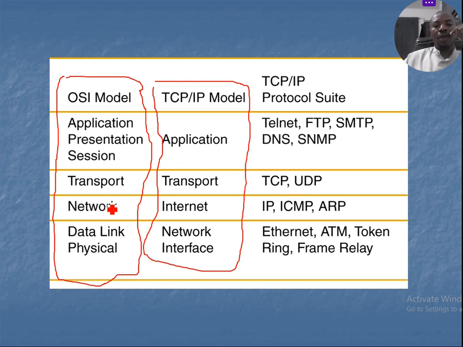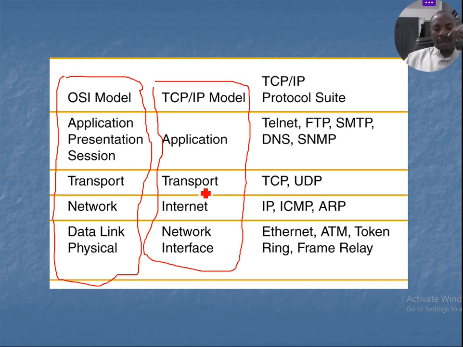The third layer of the OSI model is the network layer, and it's called the internet layer in the TCP/IP model. The protocol suites used here are IP (Internet Protocol), ICMP (Internet Control Message Protocol), and the Address Resolution Protocol. It's called the network layer in the OSI model, which is level 3, and it is level 2 in the TCP/IP model. Then the fourth layer of the OSI model is the transport layer, which is the third layer in the TCP/IP model.